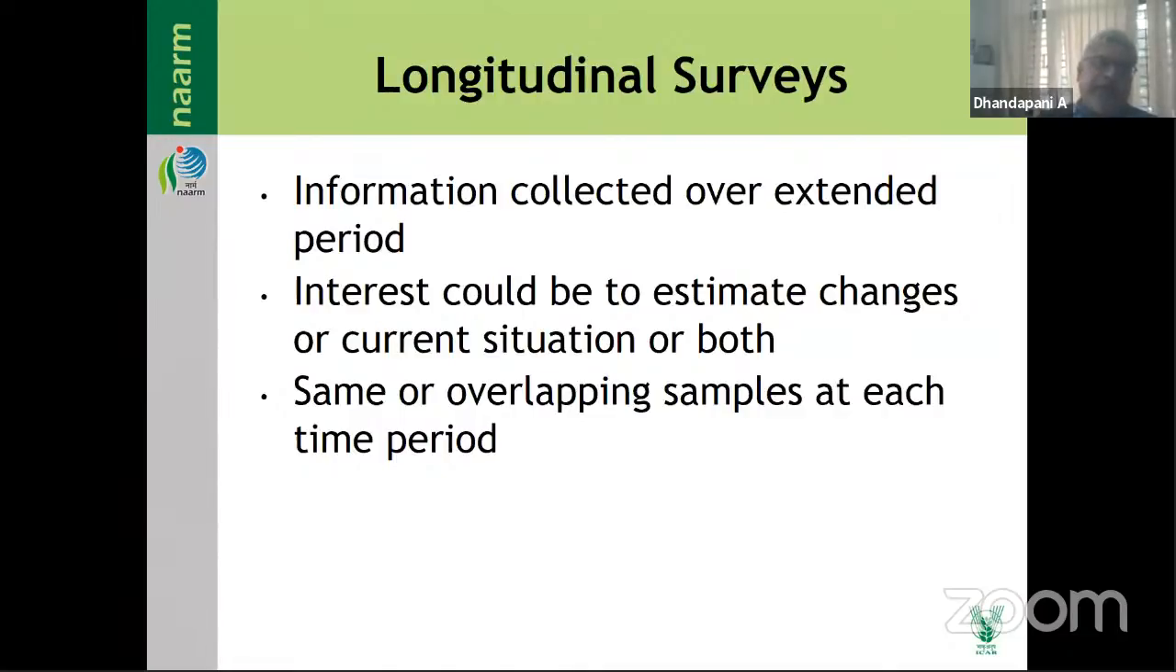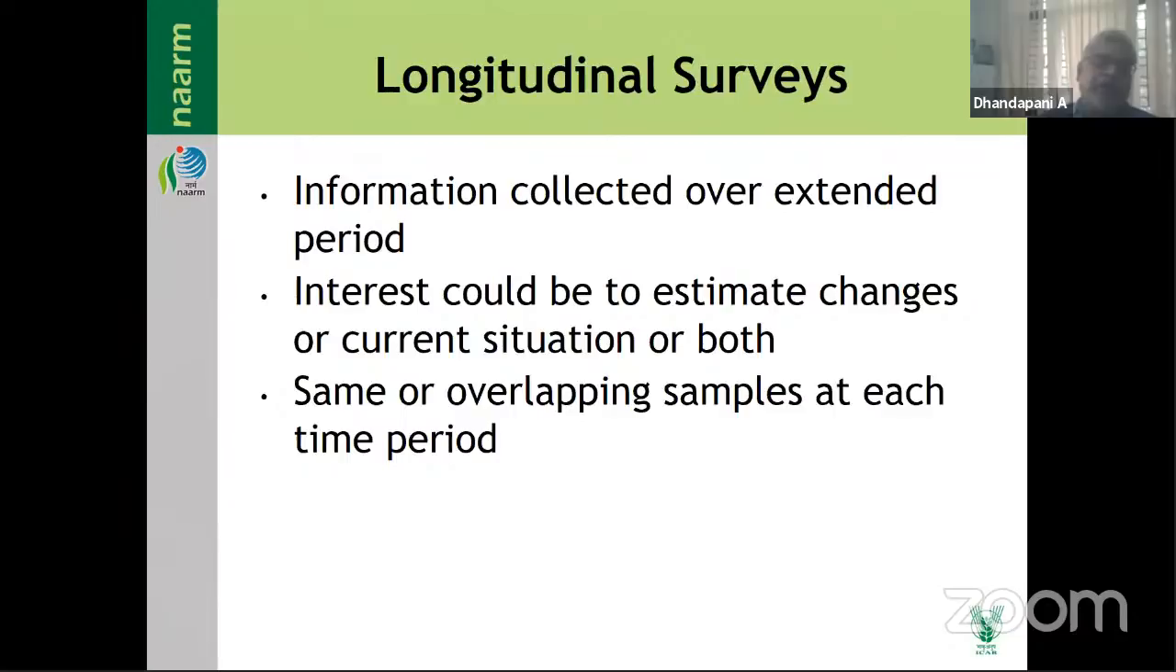Overlapping means that they may use the same sample at each time period. So the idea is that if you use the same sample, you can estimate the changes very well, because what has happened last year to that same person, how it has changed. For example, if I'm measuring performance, you can estimate how it changed over time, but you will not be able to get the current level.